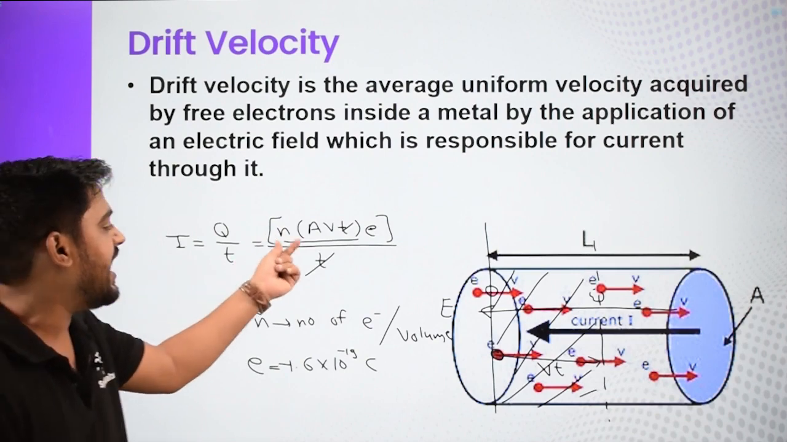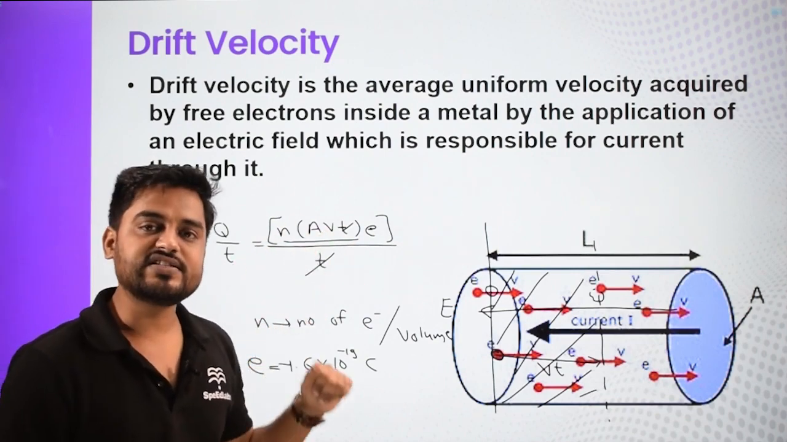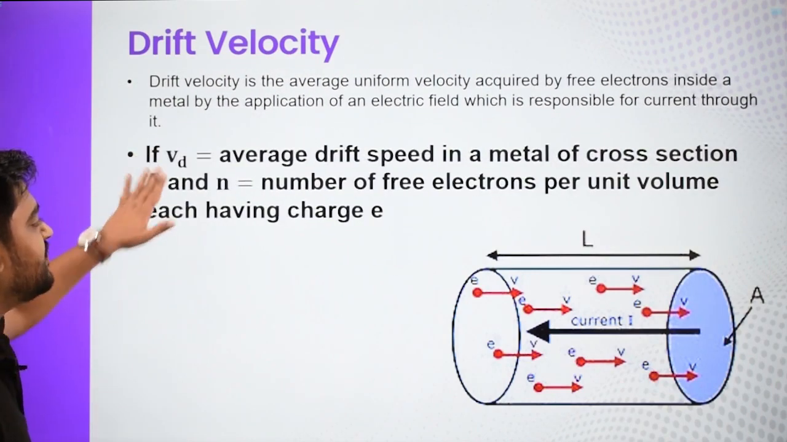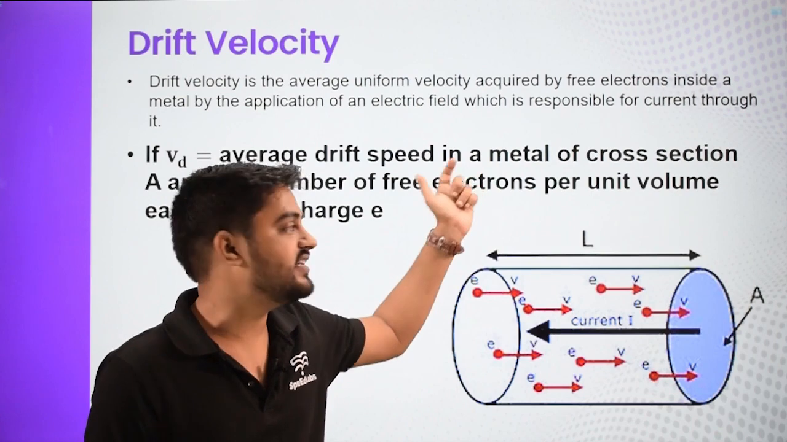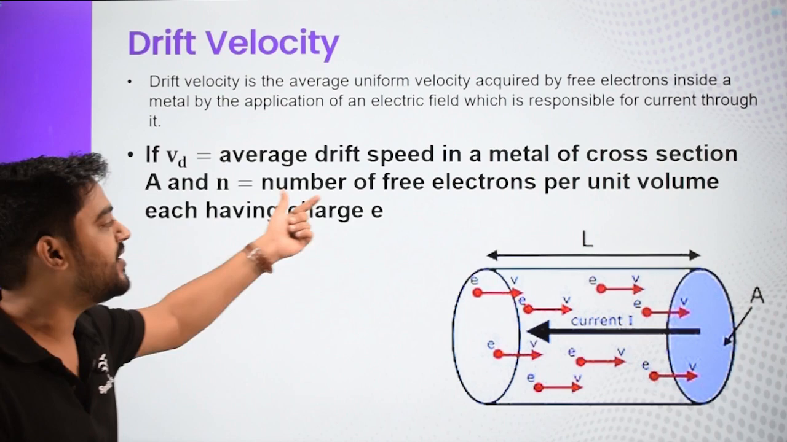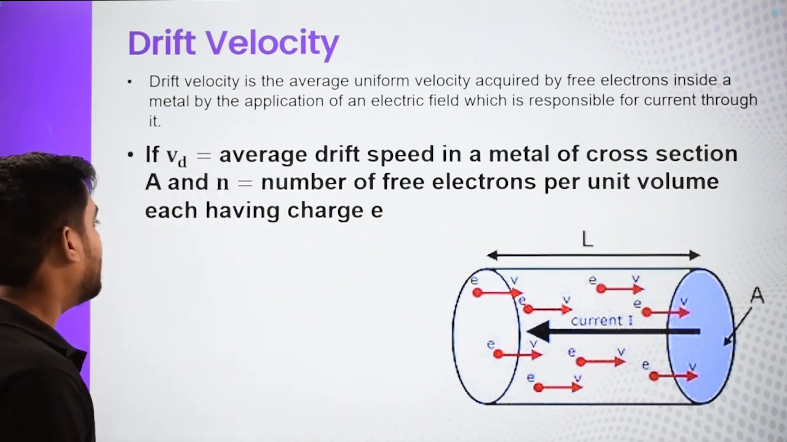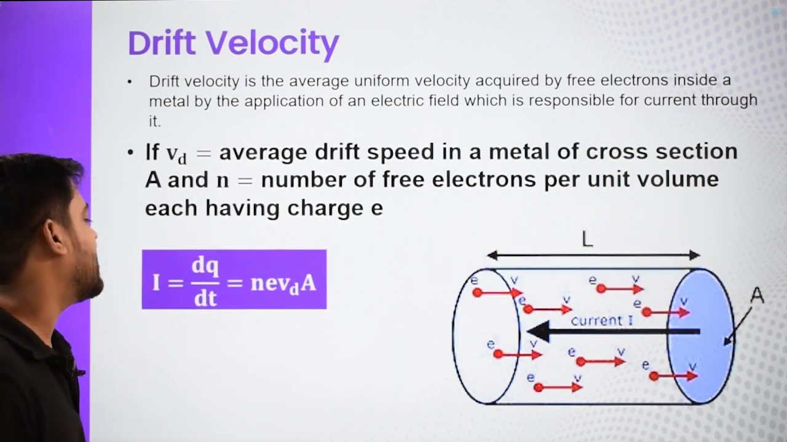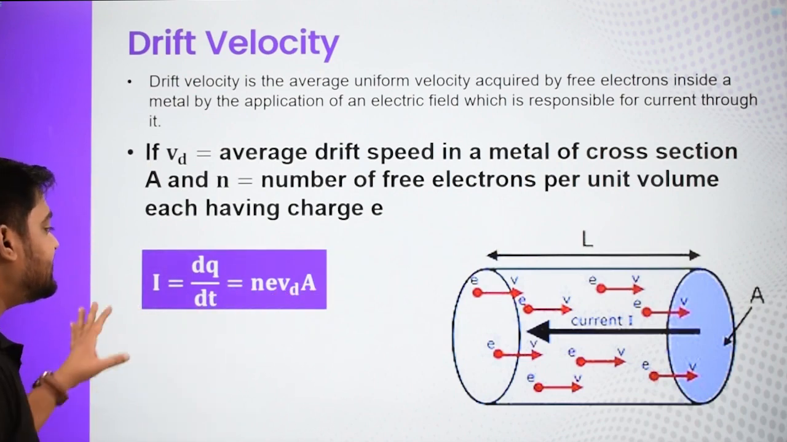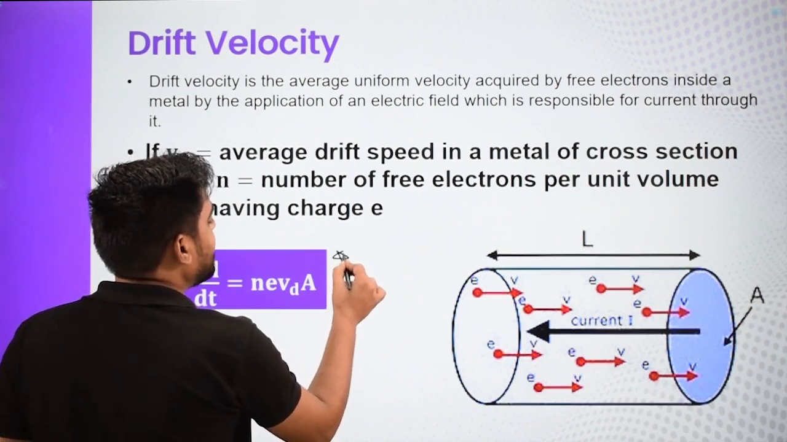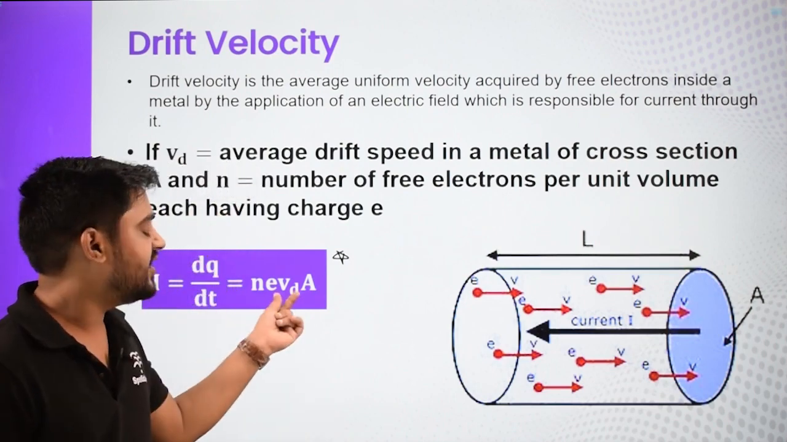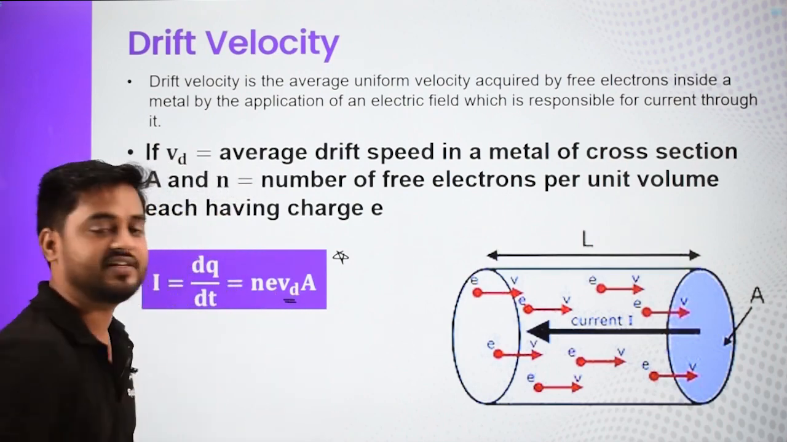and we get an expression that I is equal to neAv. And which velocity? Drift velocity. So I = neAv_d. So here I am just redefining: let v_d be the average drift speed or drift velocity across the cross section, and the cross section is basically capital A, and n is the number of free electrons per unit volume, and each electron is having charge e. So for I, we get this expression neAv_d, right? This is an expression which you need to remember, and it is important that you remember it. This is the expression which relates the current and drift velocity. So this v_d is my drift velocity.